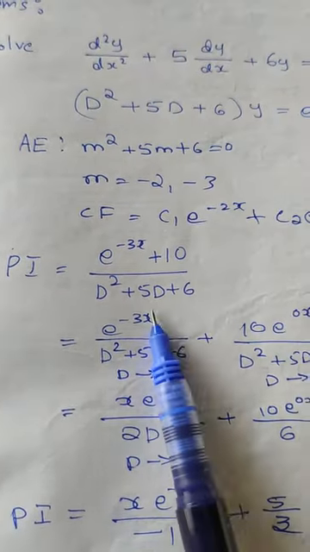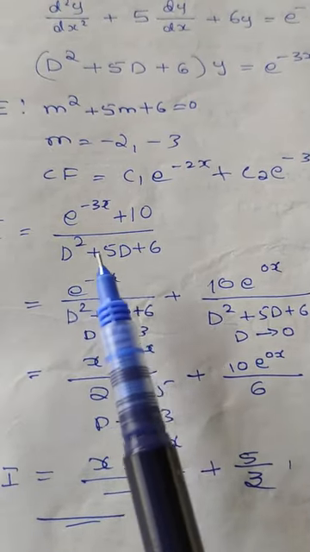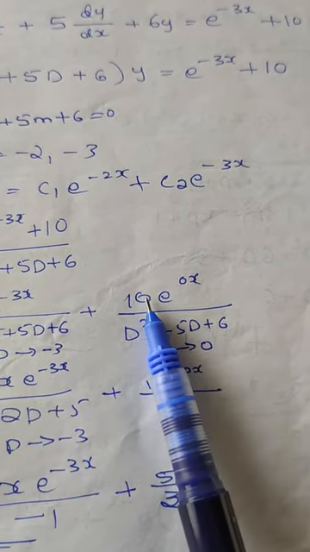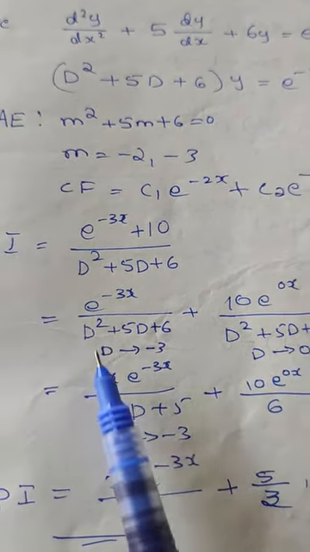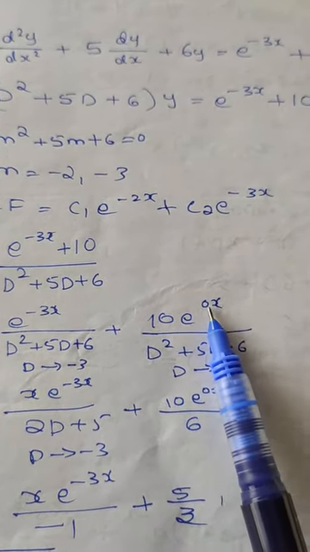Split it into two terms because we have two terms here. E power minus 3x by D square plus 5D plus 6, and 10 can be written as 10 into e power 0x divided by D square plus 5D plus 6. Here replace D by minus 3. Here replace D by 0.